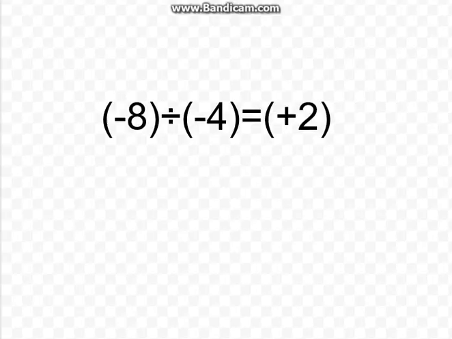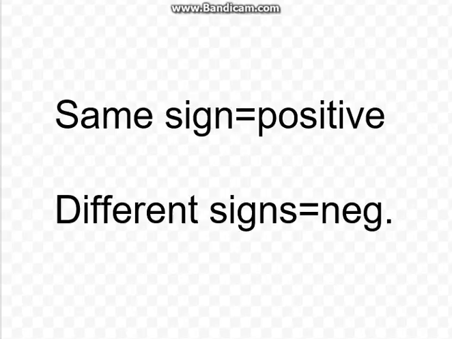If you are dividing two negative integers, the quotient will be a positive number as well. For example, negative 8 divided by negative 4 equals positive 2. This is because the two negative signs cancel each other out to equal a positive number.